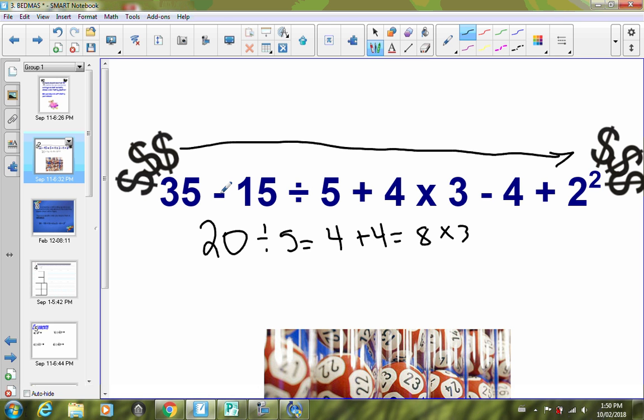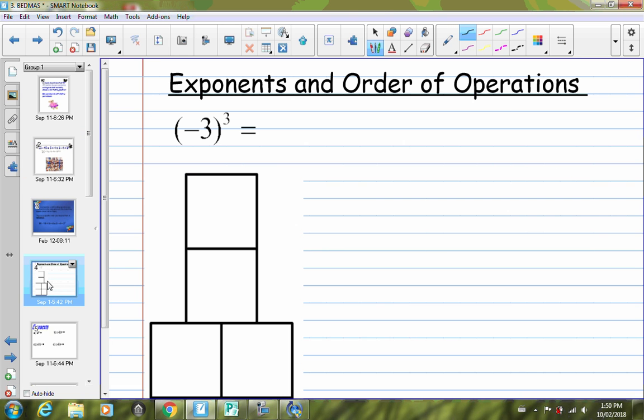In math, we don't do it that way. We have what's called a specific order that we do, and it's called order of operations. And this will always give us the right answer. This is our standard way in doing things in math. What I'm going to talk about here is we are going to first discuss exponents. Okay, so you have a couple exponent examples and we're going to work on them next.